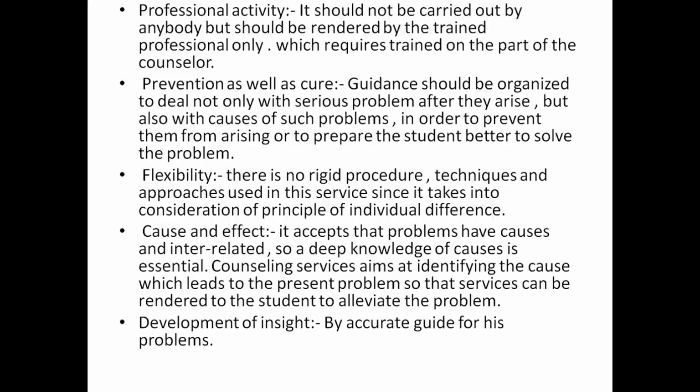Flexibility. There are no rigid procedures, techniques and approaches used in this service, since it takes into consideration the principle of individual difference. Cause and effect. It accepts that problems have causes and are interrelated, so deep knowledge of the cause is essential. Counseling services aim at identifying the cause which leads to the present problem so that services can be rendered to the students to alleviate the problem. Development of insight by accurate guide for the problem.